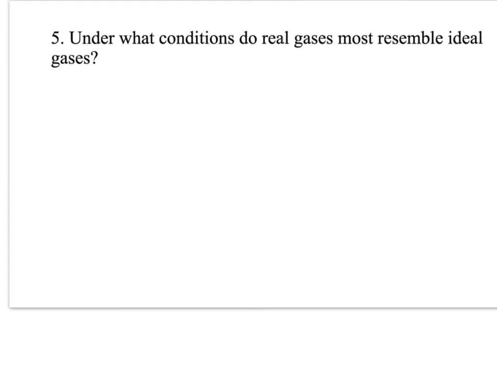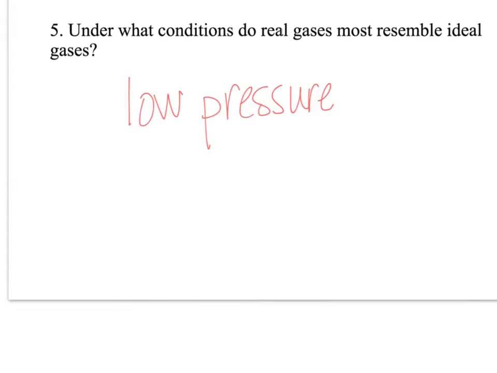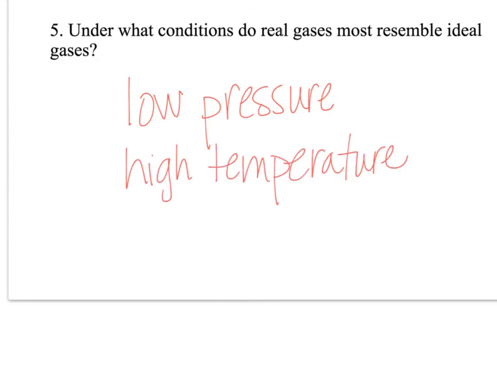Number 5, under what conditions do real gases most resemble ideal gases? In class when we discussed this, we said the times that they would behave most ideally is when the particles are far apart from each other. And so the conditions that we have there are low pressure, because when the pressure is low, the particles are not being pushed close together. And another condition is high temperature, because when the temperature is high, the particles are moving faster and able to move further away from each other.